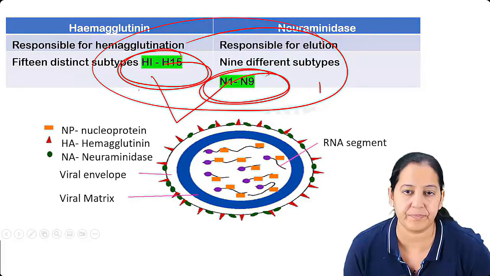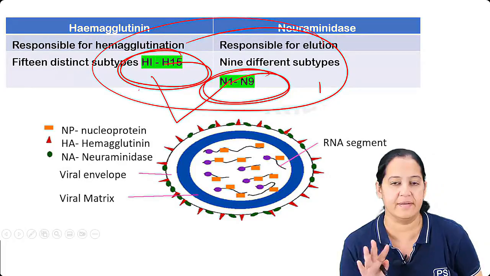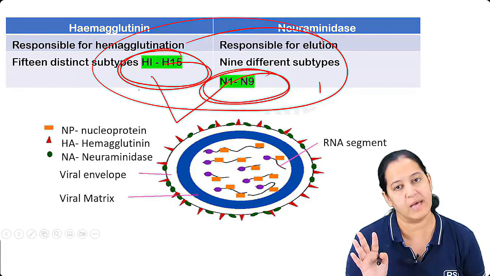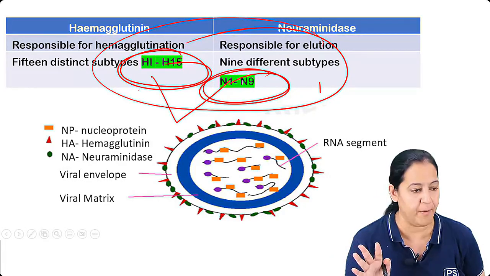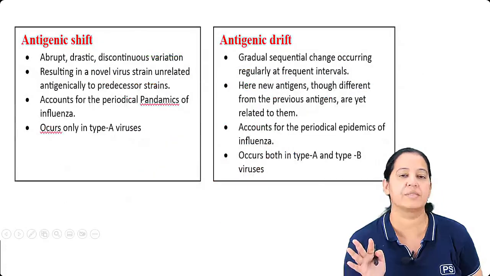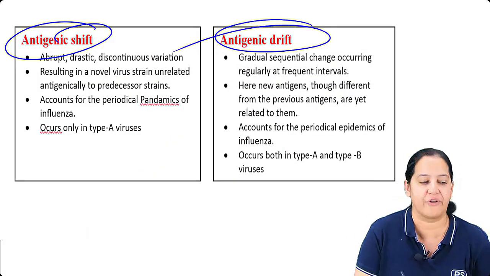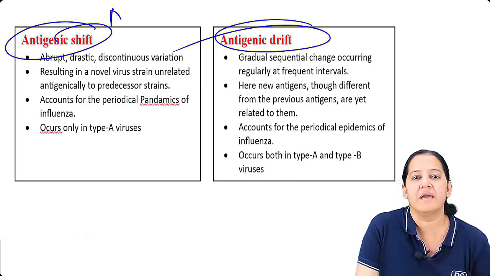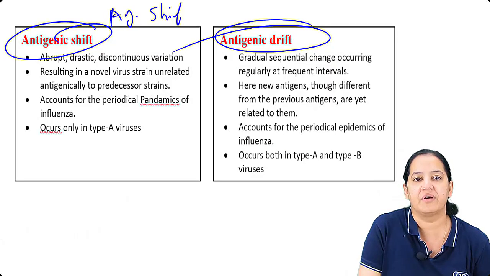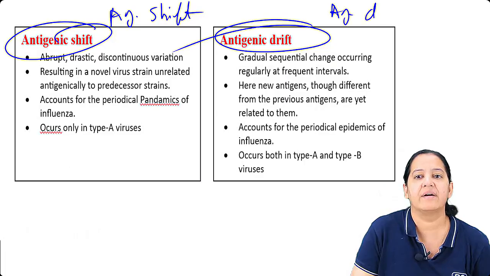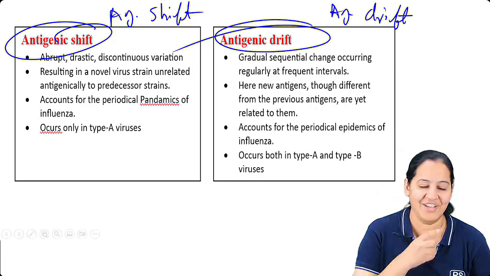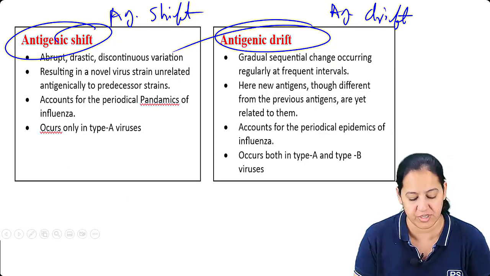So now you can understand that various combinations are possible, of H and N. Got my point? Listen, various combinations. Now let me tell you two terms here: antigenic shift and antigenic drift. These are the two terms I want to explain to you.